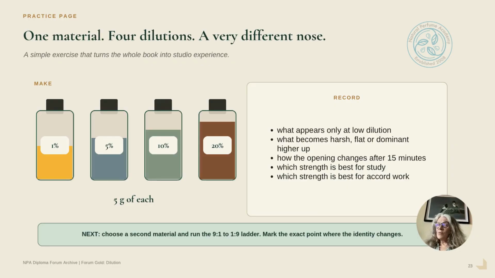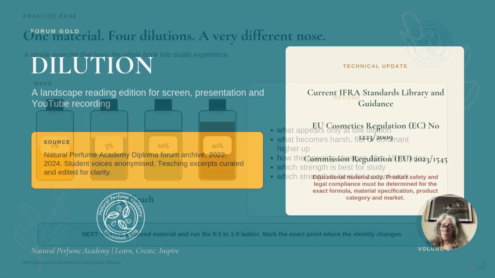Now turn the information into a nose memory. Smell one material at 1, 5, 10, and 20%. Notice what appears, what vanishes, what becomes harsh, and which strength makes the material most readable.